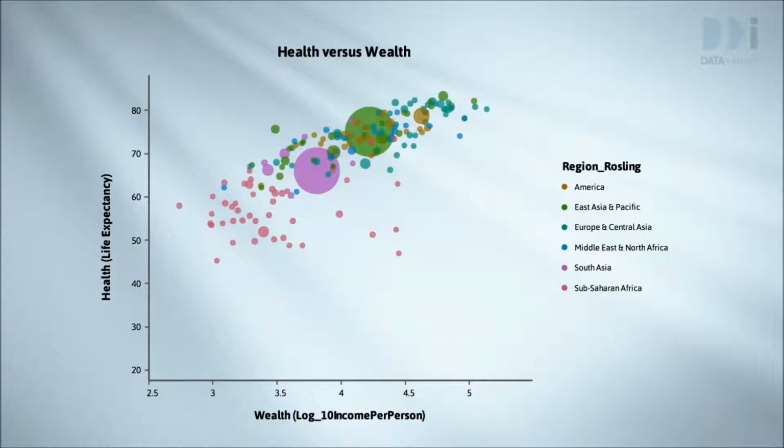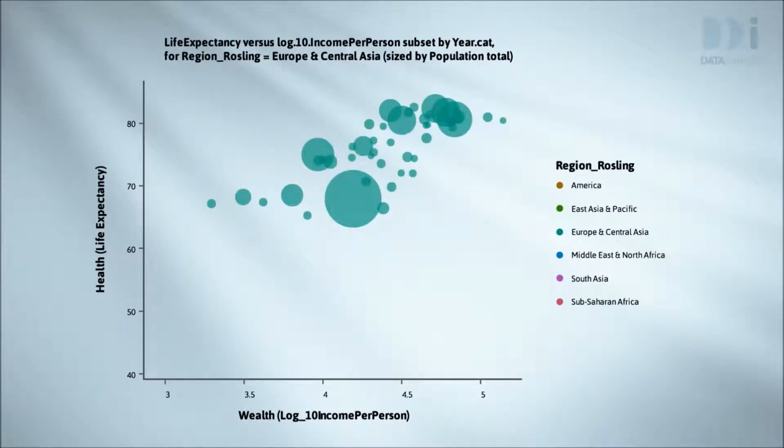With this data, we're going to subset on a categorical version of a year and on region. This enables me to see any particular region in any particular year. Here we are looking at Europe and Central Asia in 2012. The largest discs for this grouping are, in decreasing order, the Russian Federation, Germany and Turkey.